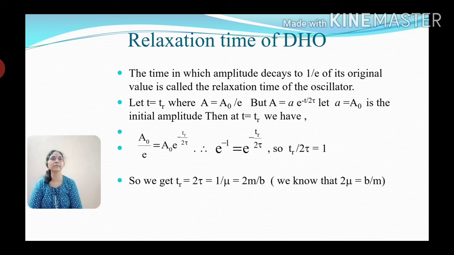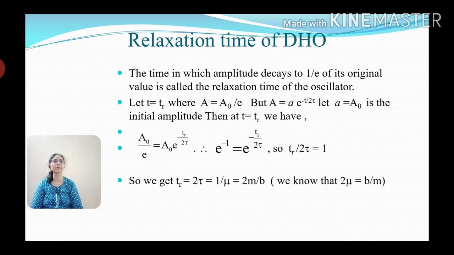Okay. Now, we will find the relaxation time of the damped harmonic oscillator. The time in which the amplitude decays to 1 by e of its original value is called the relaxation time. So, when the amplitude decreases to 1 by e of its original maximum value, this time is called the relaxation time. So, let Tr be the relaxation time. At t is equal to Tr, A is equal to A0 by e.